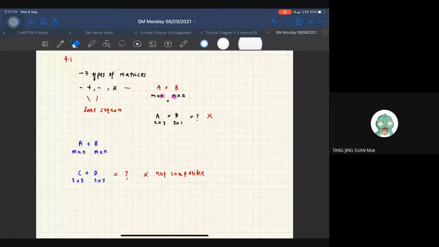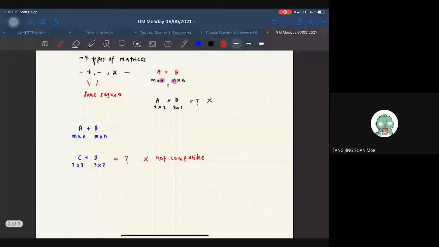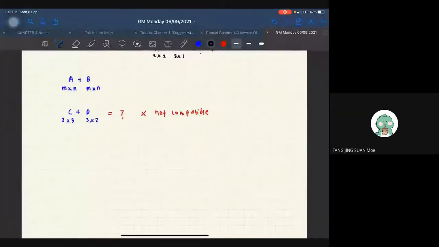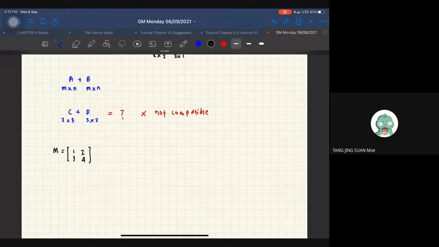Okay, so ada orang cakap dekat dalam chat, Azrina kata kita dah belajar pasal transpose matrix. Okay, so transpose matrix. So contohlah awak ada matrix M equal to 1, 2, 3, 4. Okay, so transpose dia awak cuma perlu tukarkan saja.